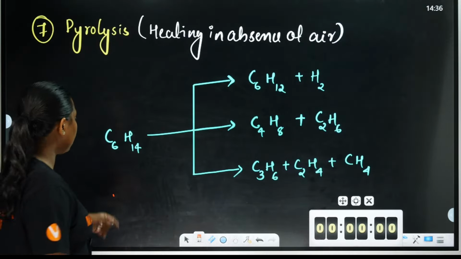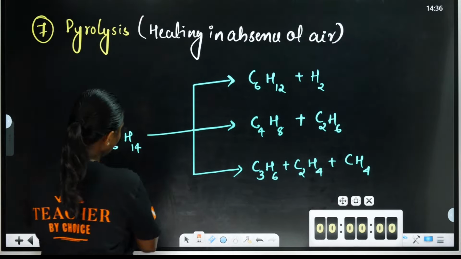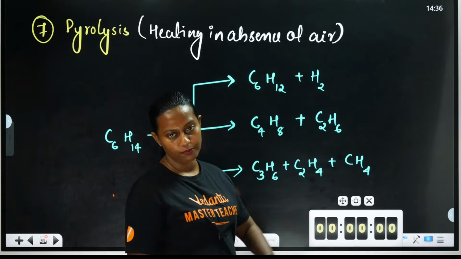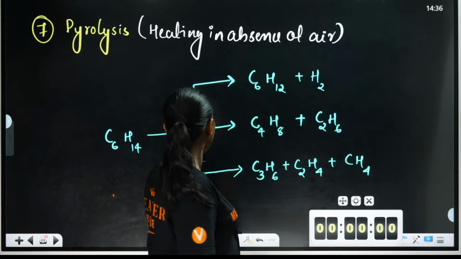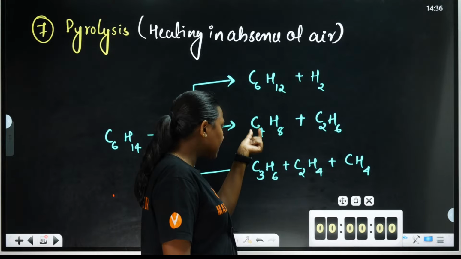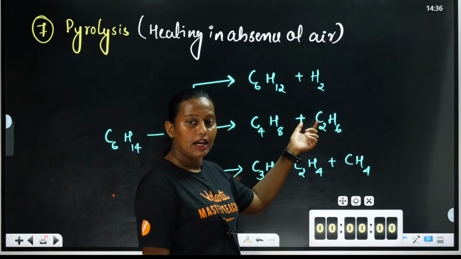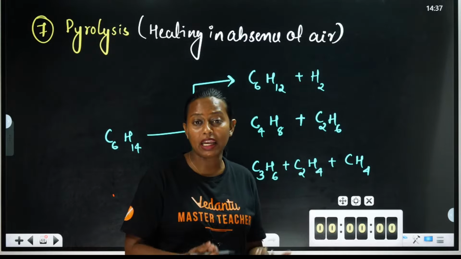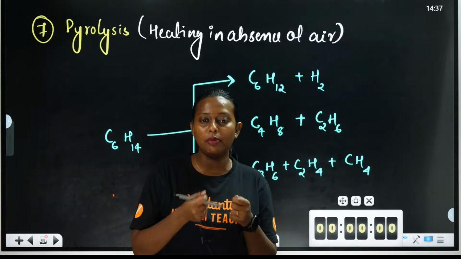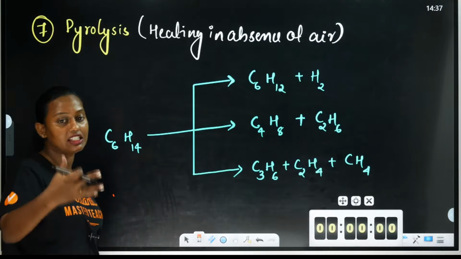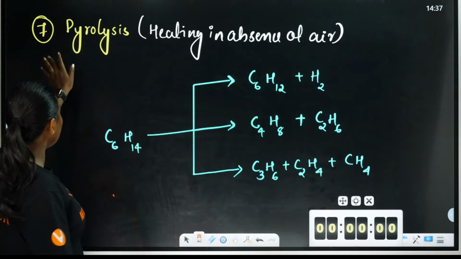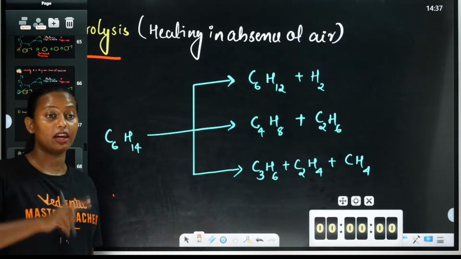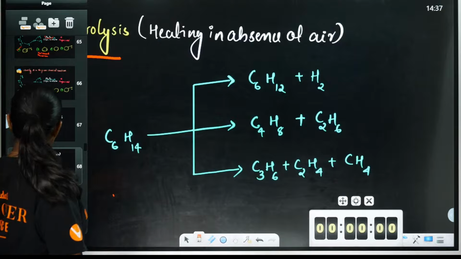Here you can see C6H14. If we heat C6H14, we will get C6H12, an alkene. And if it is heated, we will get C4H8 plus C2H6. Different types of molecules are formed. So a big carbon chain will break into smaller carbon chains. That is pyrolysis: in absence of air, we are giving strong heat.